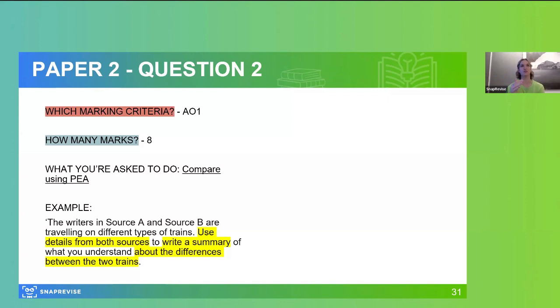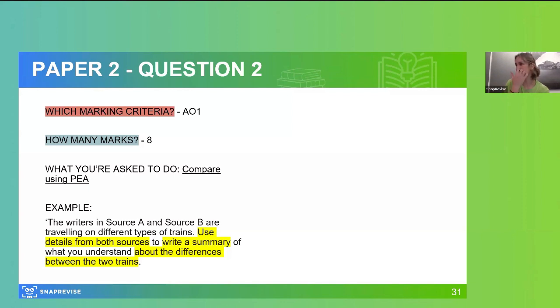So again, I would use the rule of, if you say one thing about one source, don't move on to a different point until you have talked about whether that is the same or different in the second source. So for example, one of the questions might be worded along the lines of: the writers in source A and B are traveling on different types of trains. Use details from both sources to write a summary of what you understand about the differences between the two trains.